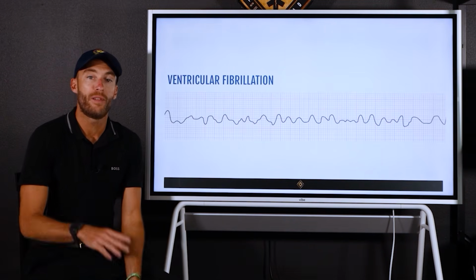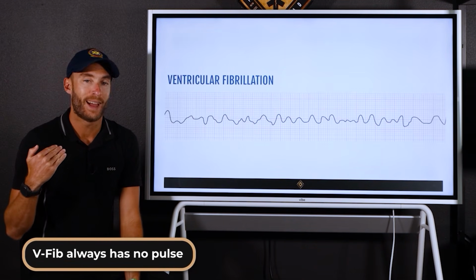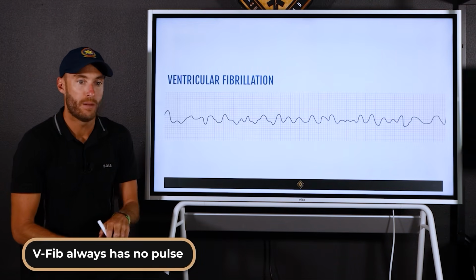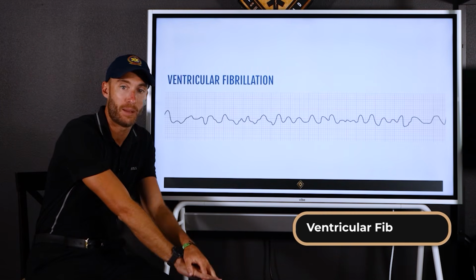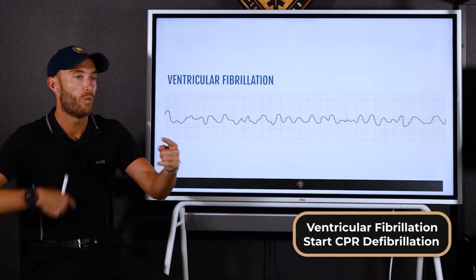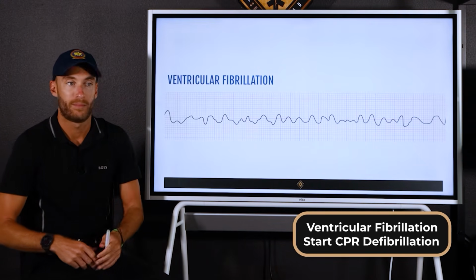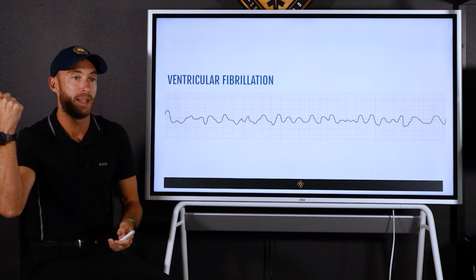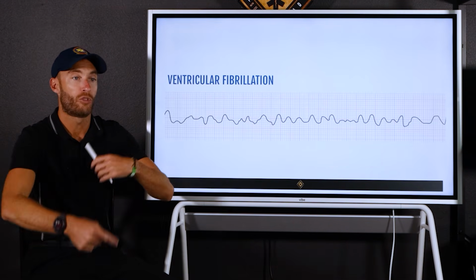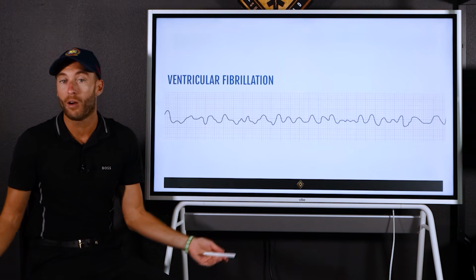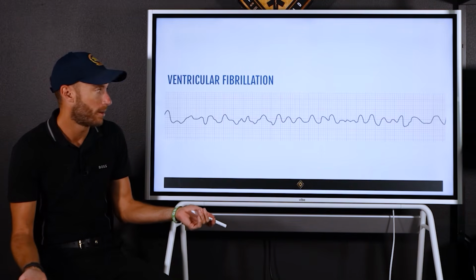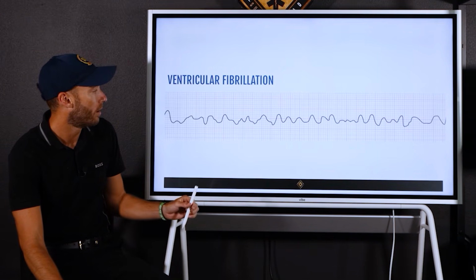VFib. VFib always has no pulse. So when we see VFib, immediately jump on the chest: CPR, defibrillation, work the cardiac arrest. That's going to be your epinephrine later on, right? That's going to be amiodarone, continual shocking, setting up an airway down the line. You're in a cardiac arrest. Simple as that, okay? That's ACLS 101.